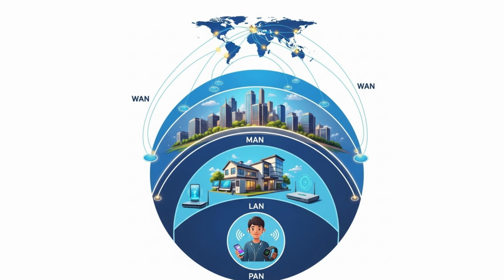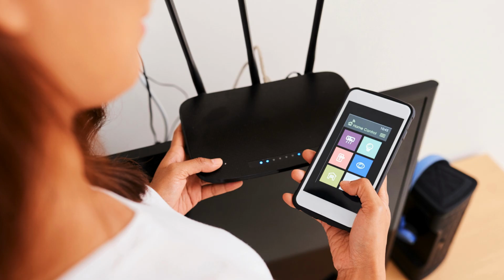Finally, we have the WAN, also known as a wide area network, the largest type of network, spanning countries or even continents. The internet itself is the most common example of a WAN. It connects millions of businesses and individual users worldwide through satellites, fiber optics, and undersea cables. So from your Wi-Fi to the World Wide Web, networks grow in scale, complexity, and range. PAN, LAN, MAN, and WAN each play a unique role in keeping us connected.